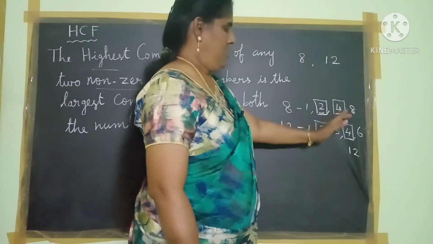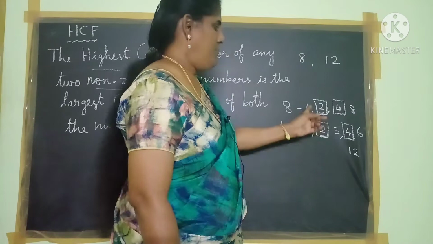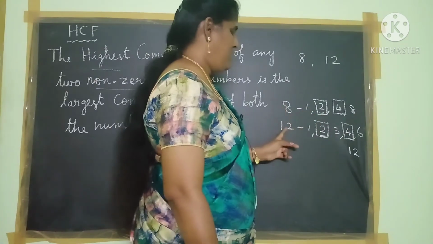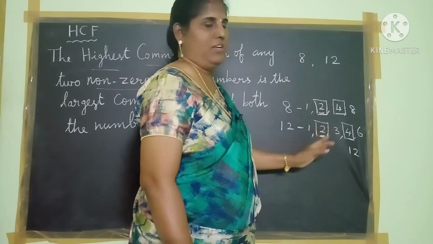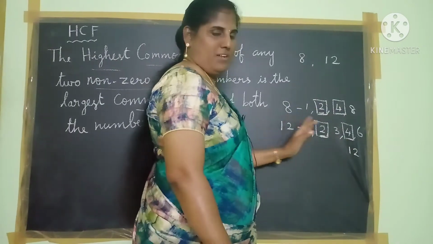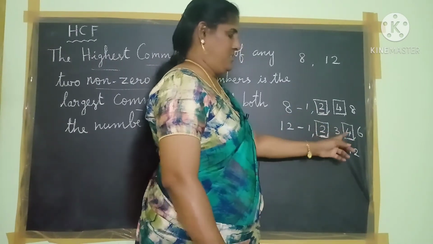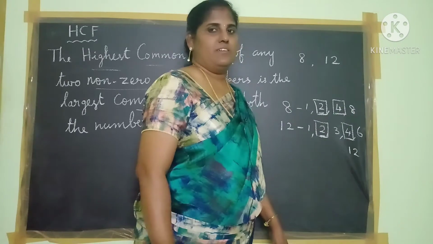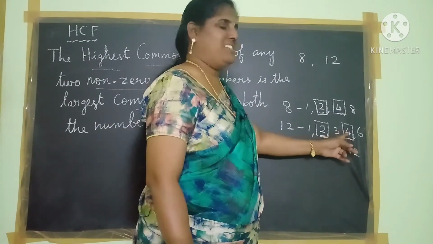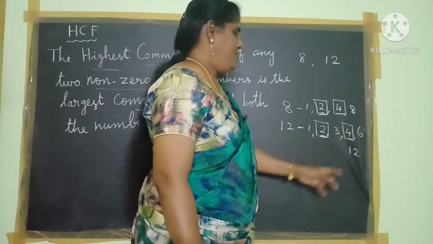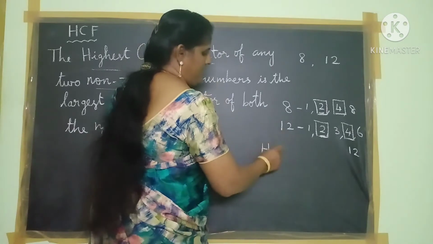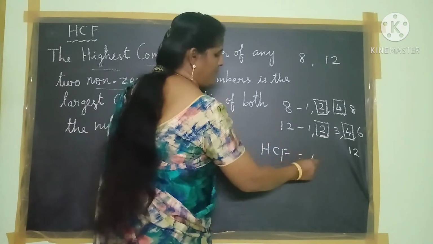So among these factors, 8 and 12 can be divided commonly by the 2 table and the 4 table. Among these two common factors, which one is the greatest? Very good, 4 is the greatest one. Therefore, the HCF of 8 and 12 is 4.